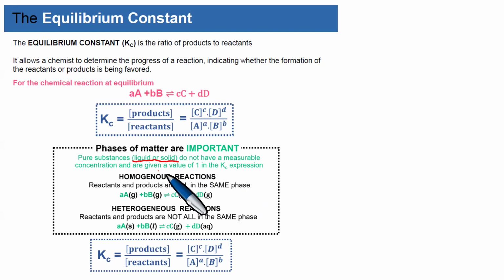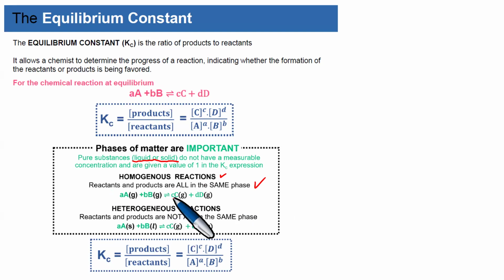So the liquids and the solids, we give them a concentration value of 1. There are homogeneous reactions and heterogeneous reactions. So we are speaking about two types of reactions, homogeneous versus heterogeneous. When we have homogeneous reactions, reactants and products are all in the same phase. Homo means same, right? So same phase.